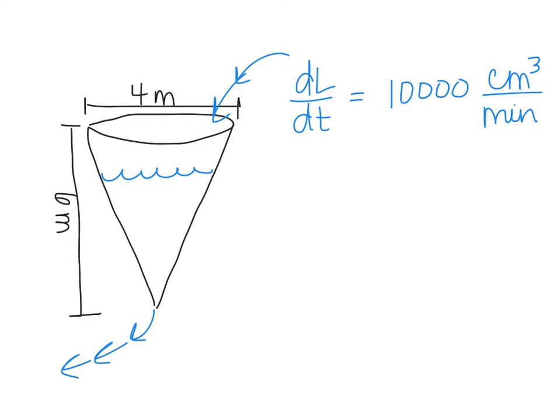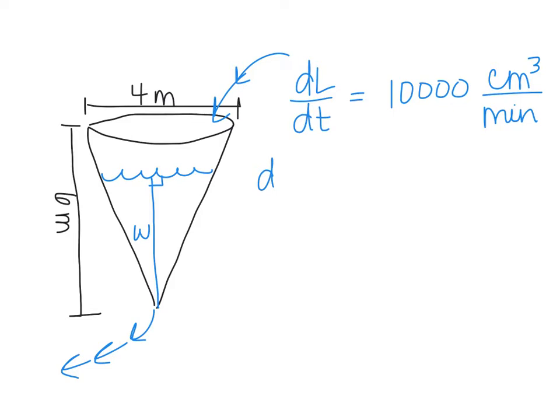So if the water level is rising at that rate, let me go ahead and get some more variables in here. The water level is rising. I don't know whether you want to call this H or W. It's not going to really matter. So for my water height, I'm going to use W. So W is my water height.